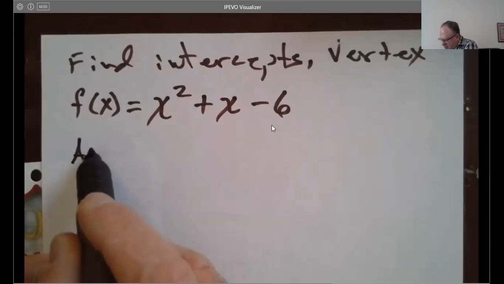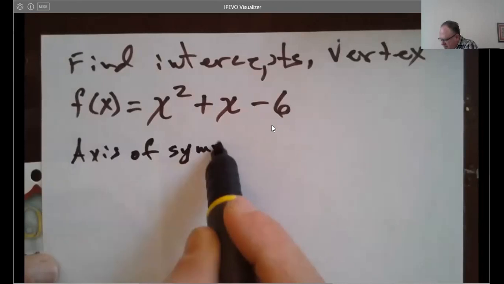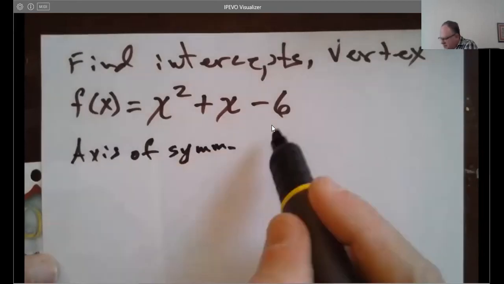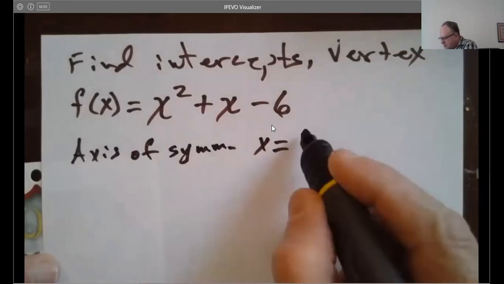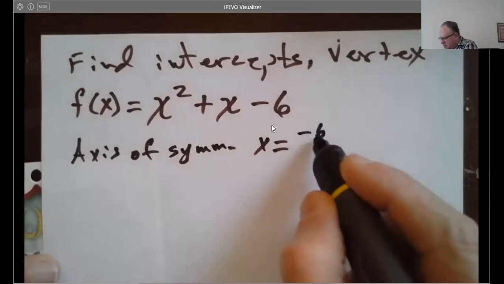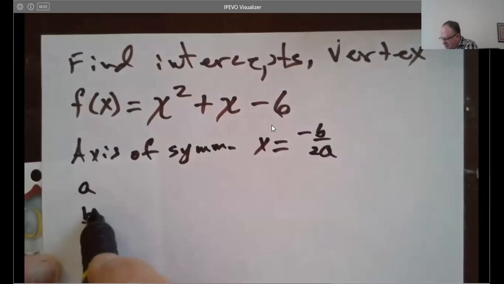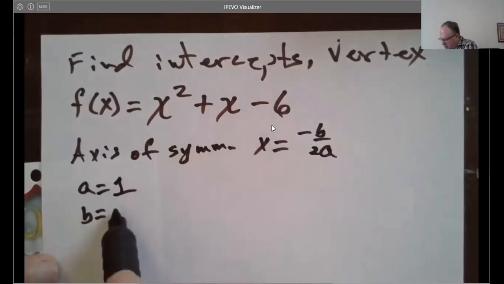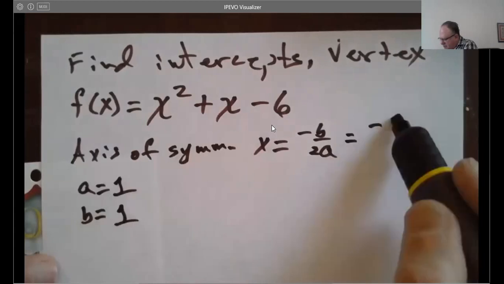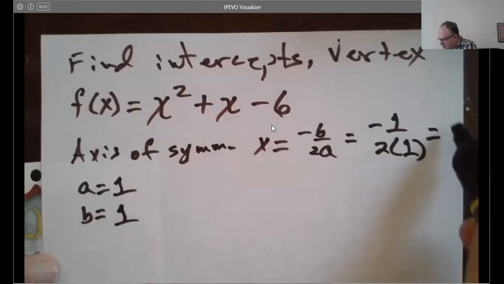So axes of symmetry, I'll just abbreviate that. That's x equal to what? Negative b over 2a, right? Where a is the coefficient of x squared, that's 1. B is the coefficient of x, that's also a positive 1. So this would be negative 1 over 2 times 1, and we get negative 1/2.